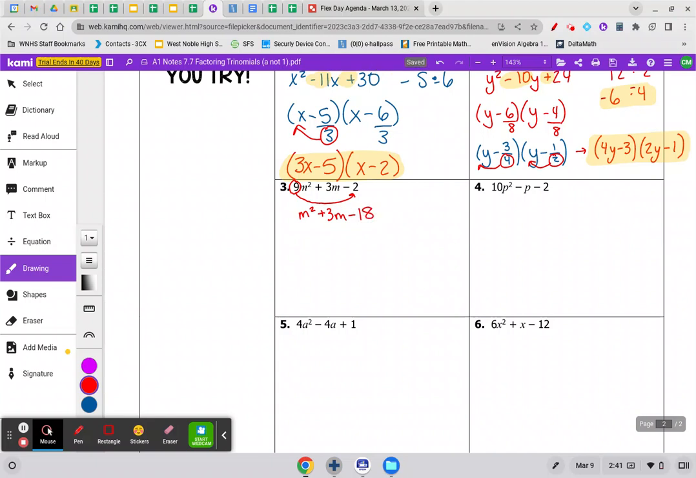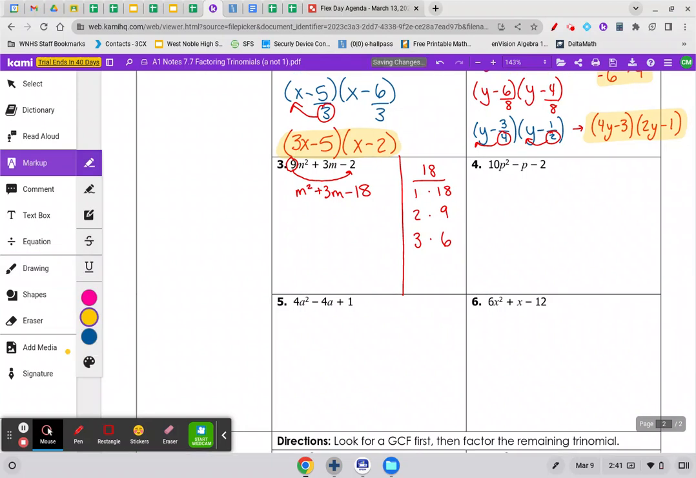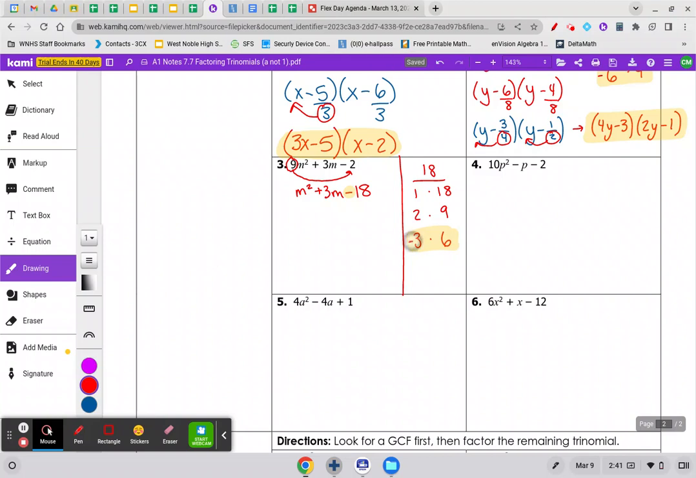Now, at this point, I need to find the factors of 18. So I can either A, write them all out, or B, write out just the one that makes sense. I'll write them all out for us. We have 1 and 18, 2 and 9, and 3 and 6. Now, this sign here tells us that they need to subtract to get positive 3. So 3 and 6 together will subtract to get positive 3 if the 3 is negative. So my factors at this point are m minus 3, m plus 6.